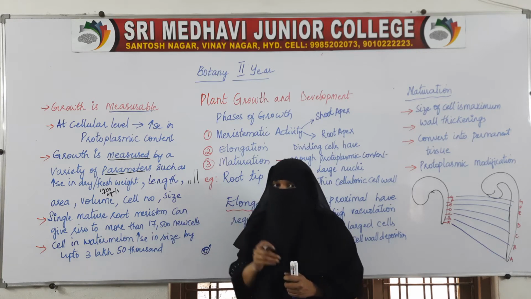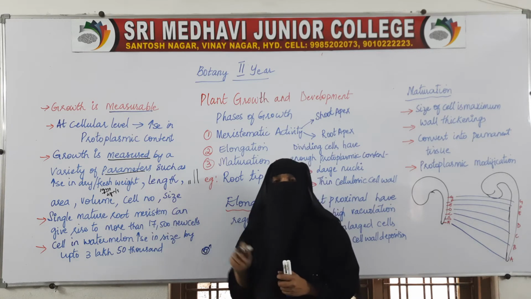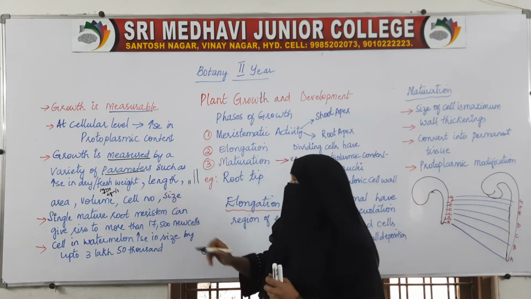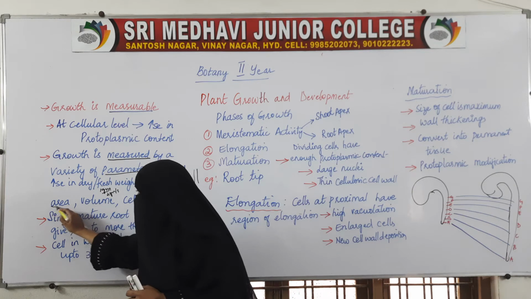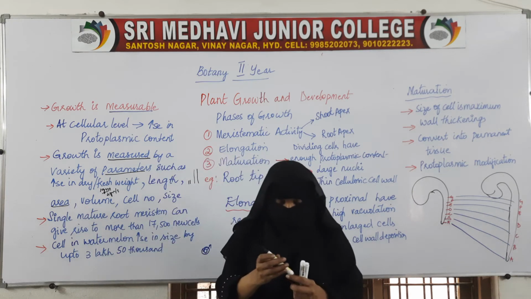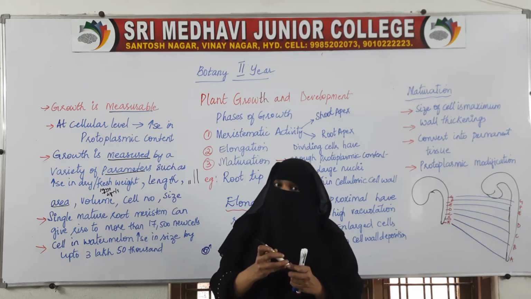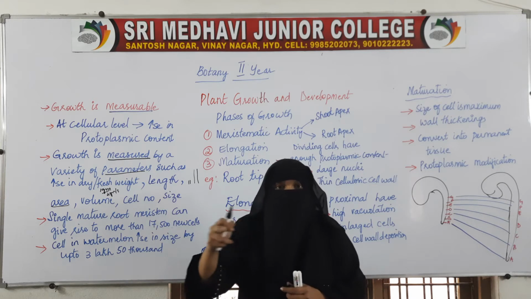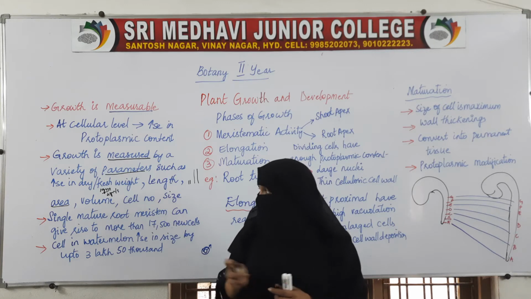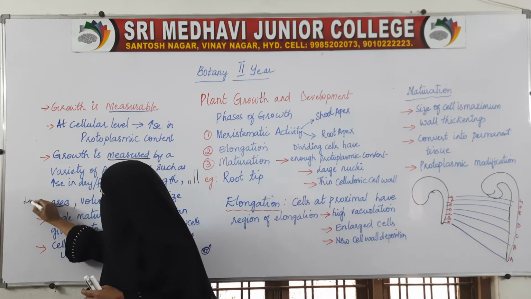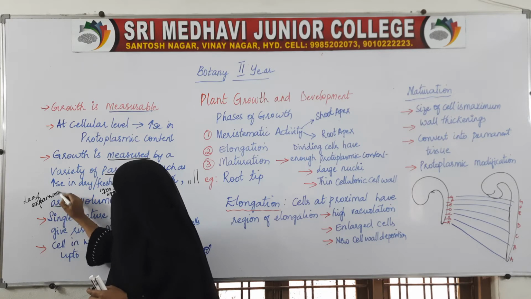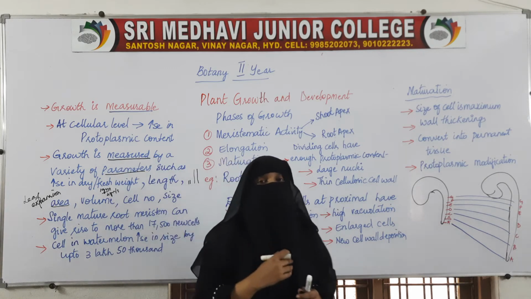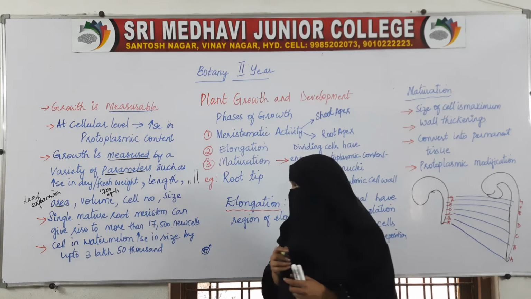By seeing the increase in the weight, by seeing the increase in the length, we can also see increase in area. When the area is increased, we can say growth has taken place. We can measure how much growth has taken place by seeing the area, for example, leaf expansion. When we take the example of increase in area, then we can take the example of leaf expansion.